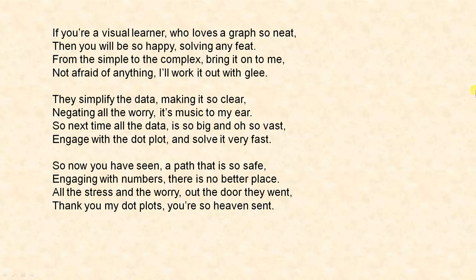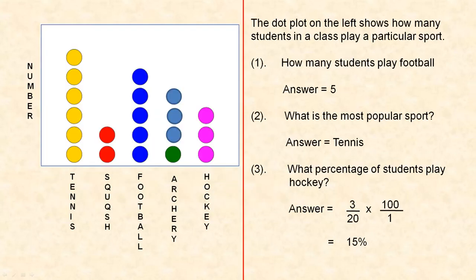And here is the brief lesson on dot plots. So there's the diagram here of the dot plots, and it shows how many students in a particular class play these types of sports. So we have 5 sports altogether, and each dot represents a number. That's why I have the word number here. For example, for tennis, you have 6 students. For squash, you have 2, etc.